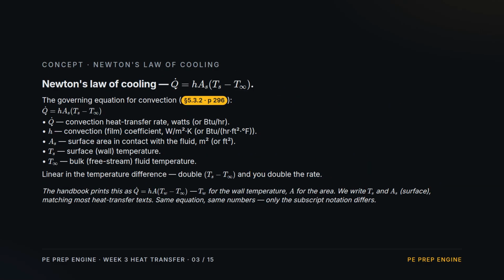Newton's law of cooling, Q dot equals H times AS times the quantity Ts minus T infinity. AS is the surface area in contact with the fluid, Ts the surface temperature, T infinity the bulk free stream temperature. It's linear in the temperature difference. Double the difference, double the rate. One notation note: the handbook uses TW and a plane A. We use TS and AS. Same equation, only the subscripts differ.